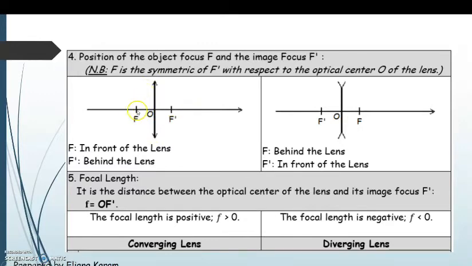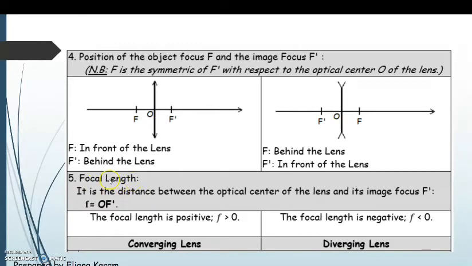We have 2 points, F and F prime. F is the object focus and F prime is the image focus. In the converging lens, first, F and F prime must be symmetric to each other with respect to O. So F prime is the symmetric of F with respect to O, and also over here, F prime is the symmetric of F with respect to O. So O is the midpoint of F, F prime. So we can say that it is F O F prime in a converging lens, while it is F prime O F in a diverging lens. We have something called the focal length.